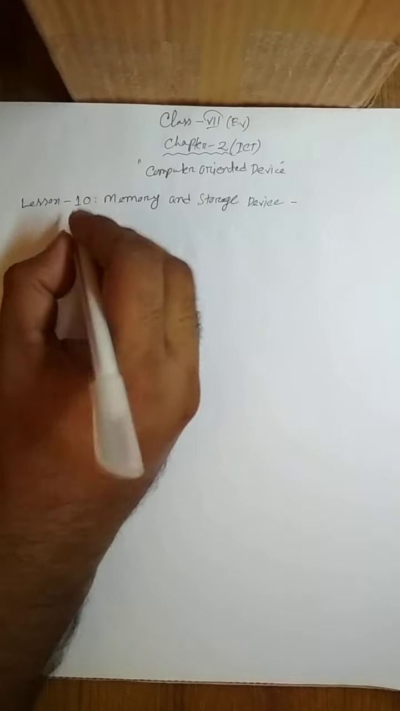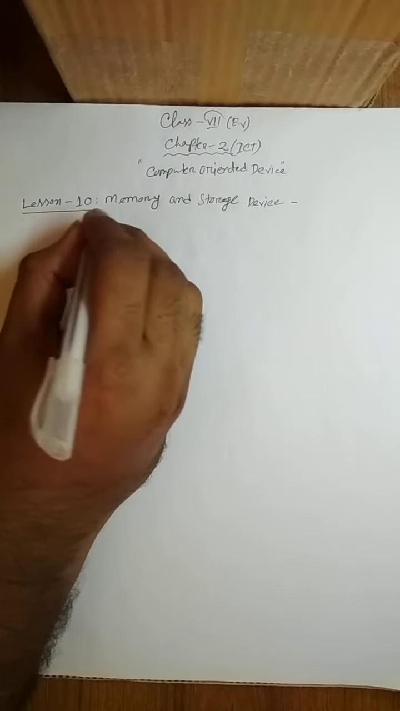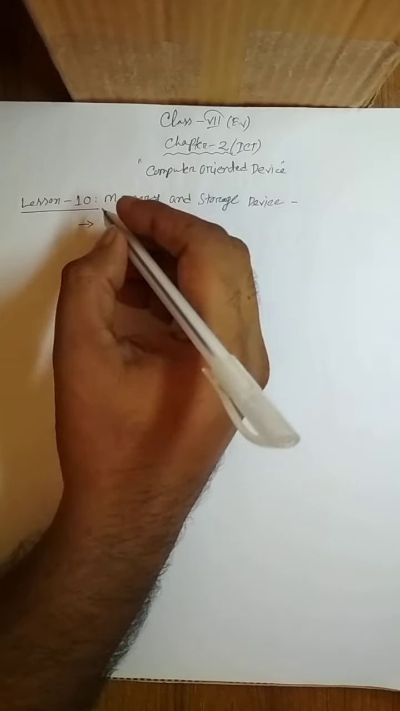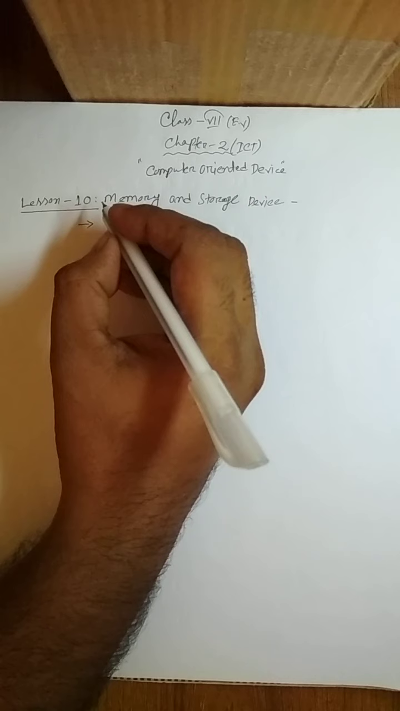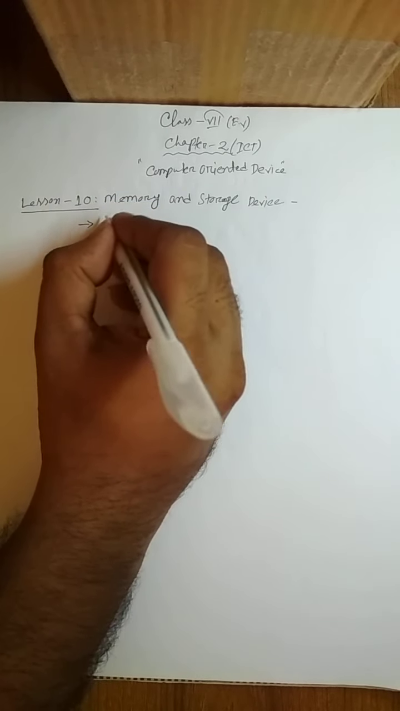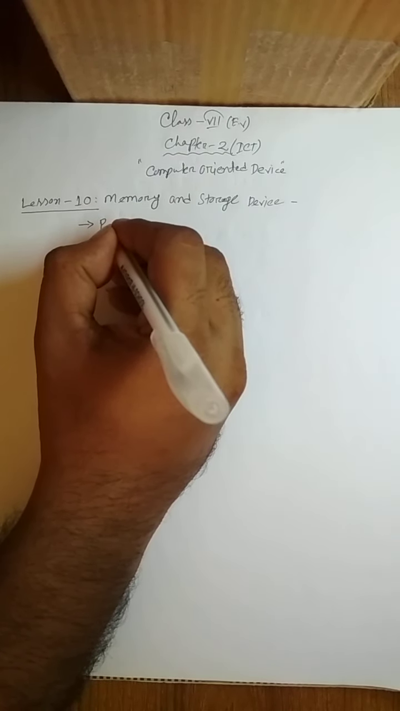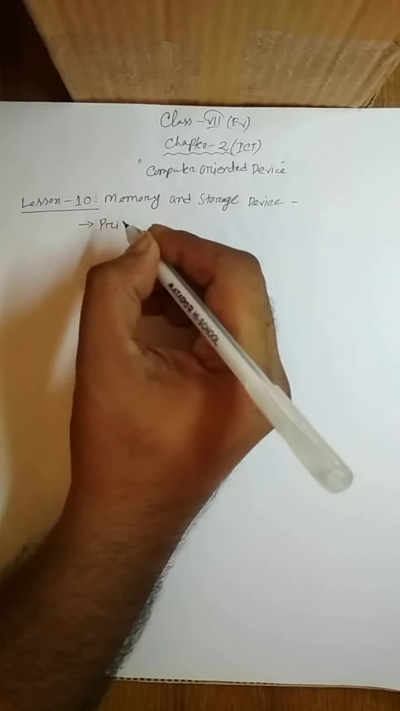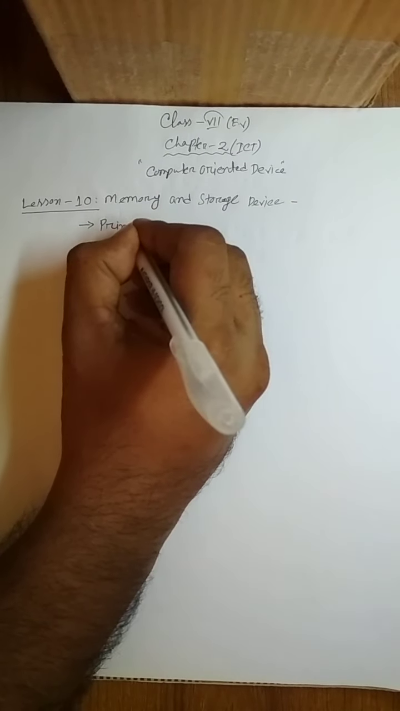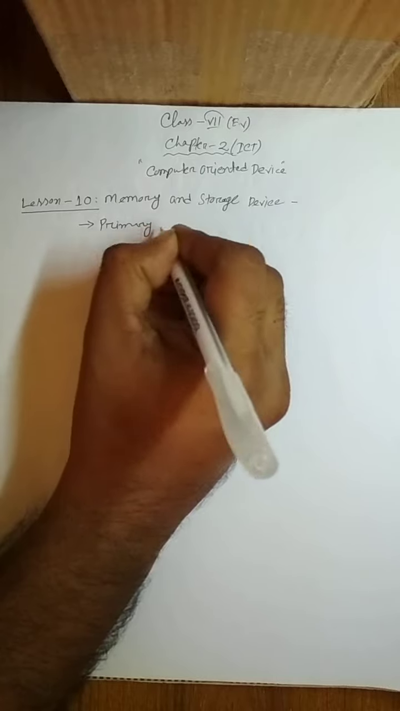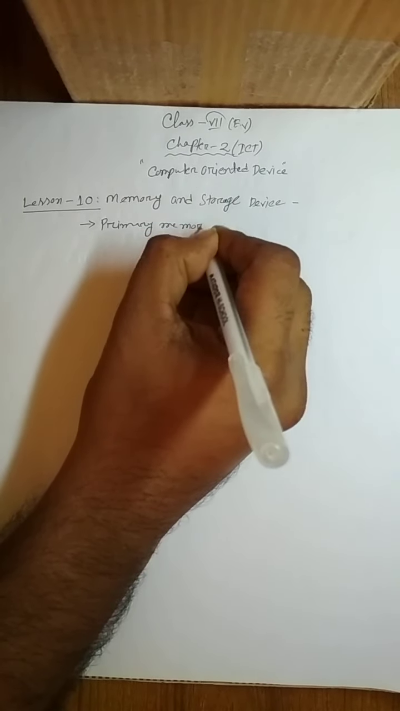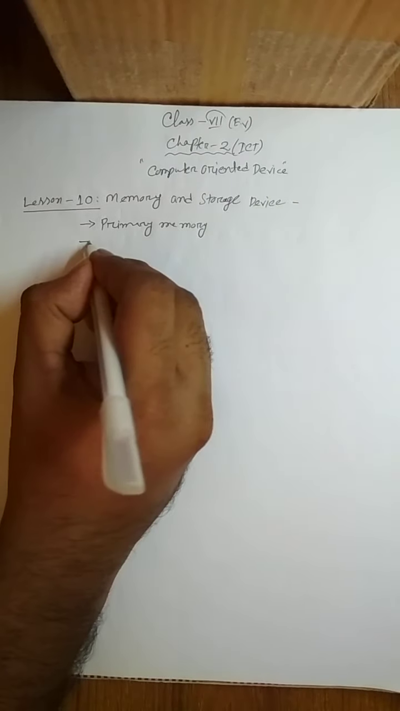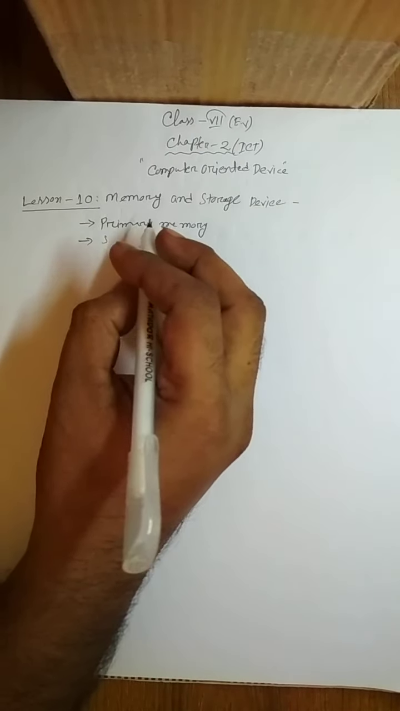Memory is of two kinds. One, primary memory, and two, secondary memory.